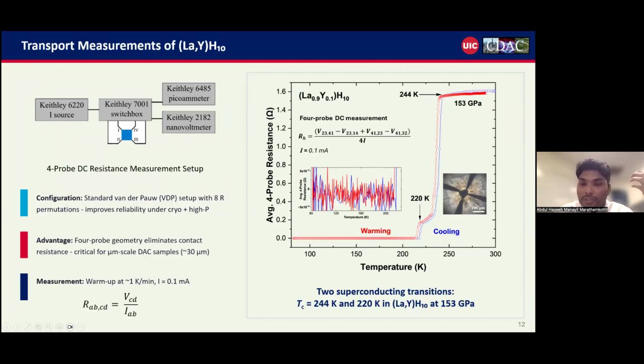Two distinct transitions are clearly visible. The first drops at 244 Kelvin, and the second transition is near 220 Kelvin, before the resistance reaches zero. So the total transition width is roughly 28 Kelvin here, unusually broad for DC transport, and characteristic of phase coexistence and electronic heterogeneity. So two transitions, two structural phases, and the next step is making the direct connection.